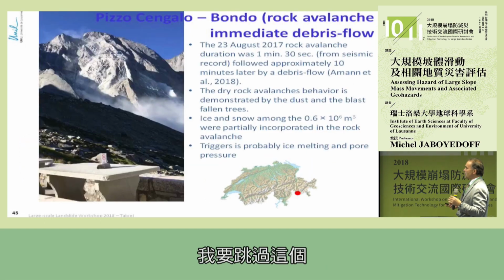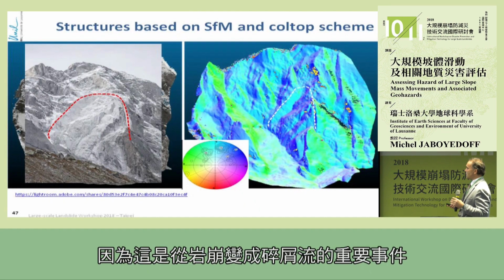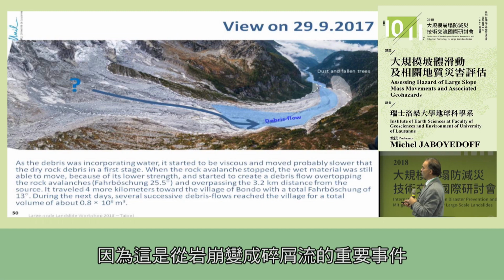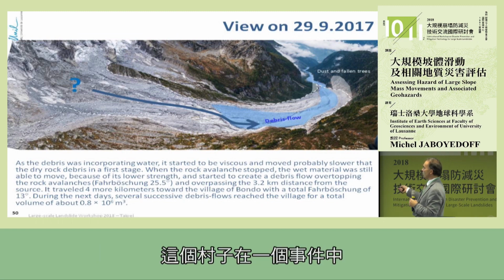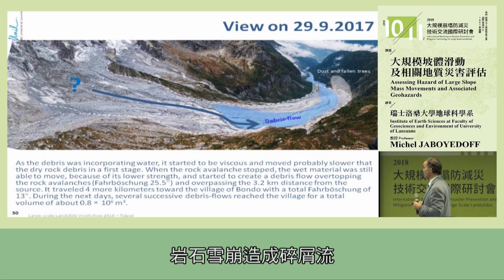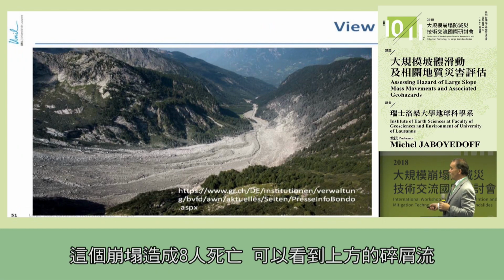Then I skip this, because this was just something important, going from a rock avalanche toward a debris flow. You see, this is the rock avalanche, and you go to a debris flow there in this village. In one event, the rock avalanche creates the debris flow. 8 people were killed below this. And you see the debris flow above.